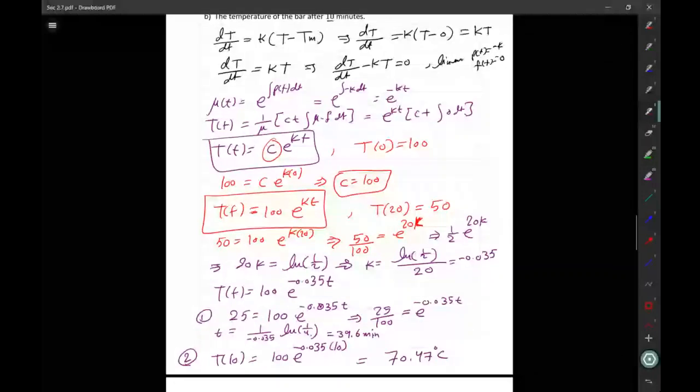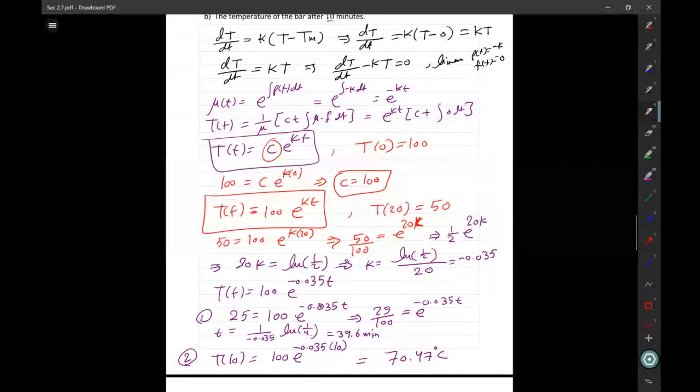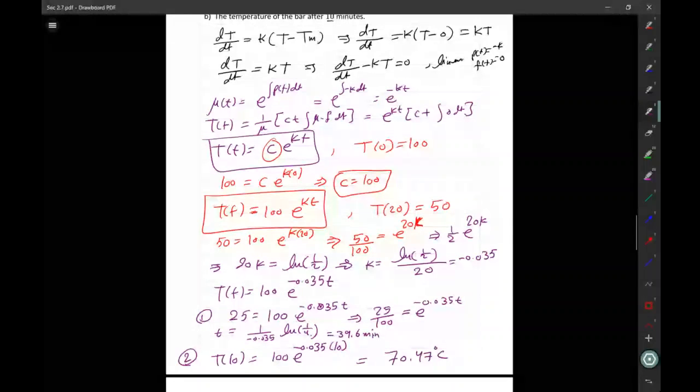I'll just clear this example. Is this example clear? Any question?